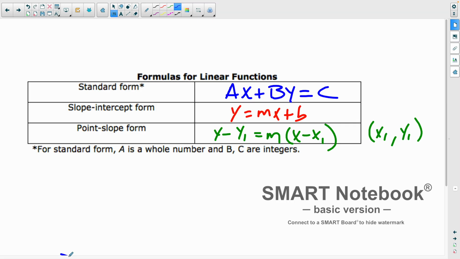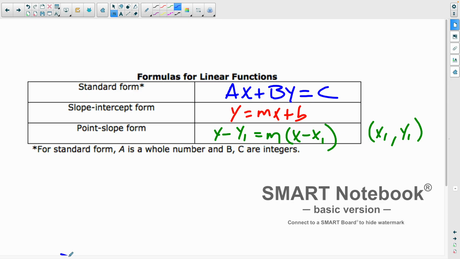Now, there's a couple little asterisks besides this one. Here it is right here. For standard form, A needs to be a whole number, and B and C are integers, okay? So when we write it in standard form, A needs to be a whole number, and B and C need to be integers, which means what kind of numbers do I not want? Decimals or fractions, right? No decimals or fractions in standard form, okay?